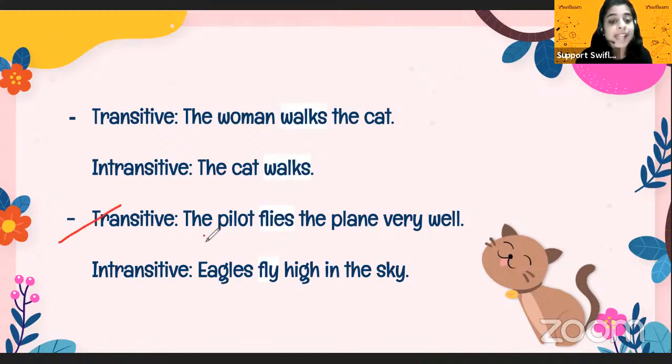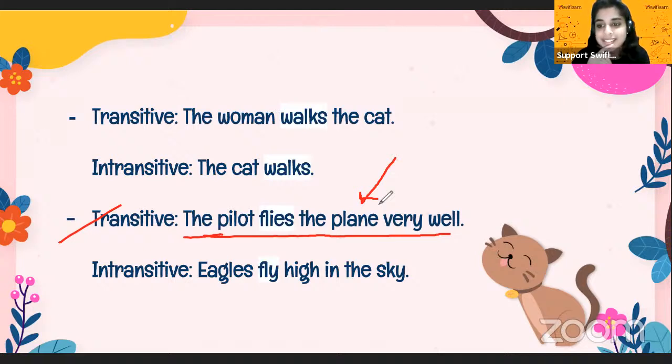Now next one. The pilot flies the plane very well. Now, who will tell me subject, object, and verb in this sentence? The pilot flies the plane very well. Tell me subject, verb, object. Three things. Quick, quick. I'm waiting for the answers. Where is the subject, verb, and object? Quickly type your comments, waiting for the answer. You have to tell me the subject, verb, and the object in this sentence.